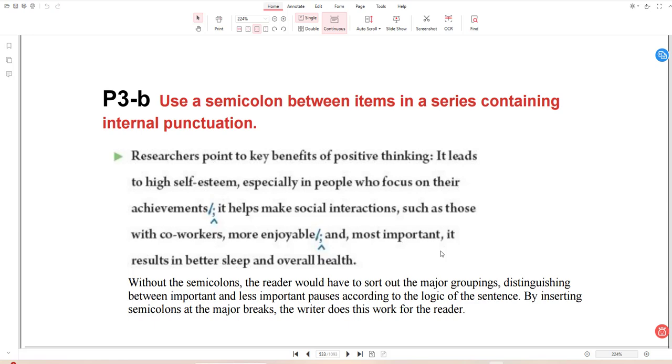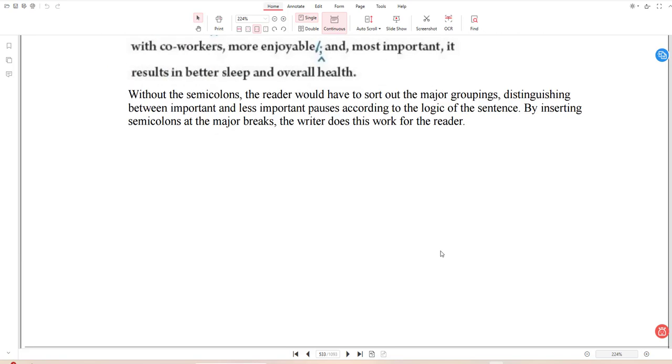Without the semicolons, the reader would have to sort out the major groupings, distinguishing between important and less important pauses according to the logic of the sentence. By inserting semicolons at the major breaks of the sentence, the writer does this work for the reader.